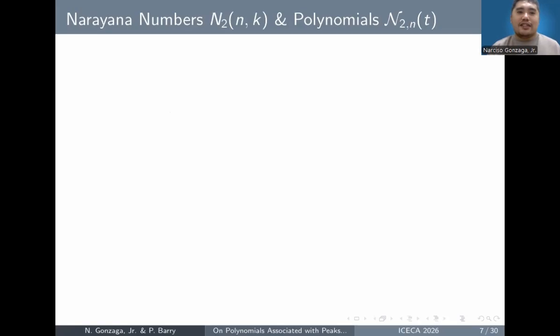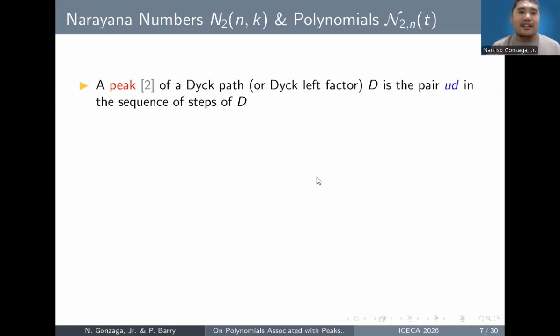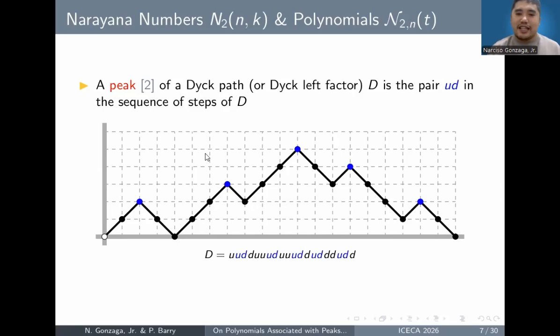Next, we go to the Narayana numbers and polynomials of the second kind. We define a peak of a Dyck path as the pair of up and down steps in its sequence of steps. So, for example, from our Dyck path earlier, it has 5 peaks, and if you look upon the sequence of steps, if you trace the pairs up and down, then that precisely corresponds to the diagram of 5 peaks highlighted by blue.